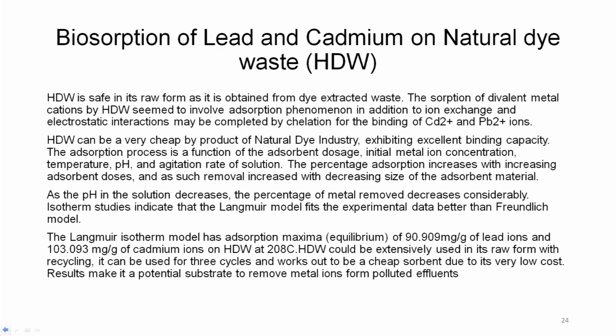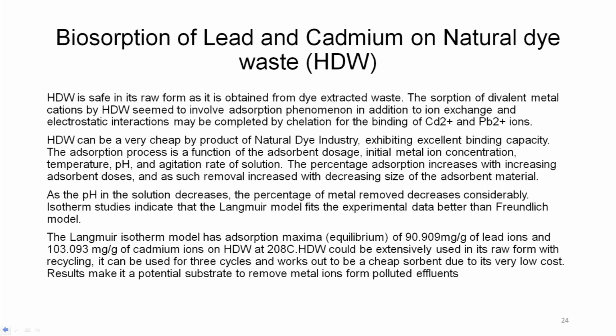The adsorption process is a function of adsorbent dosage, initial metal ion concentration, temperature, pressure, and agitation rate of the solution. The percentage adsorption increases with increasing adsorbent doses, and as such removal increased with increasing size of the adsorbent material. As the pH in the solution decreases, the percentage of metal removal decreases considerably.